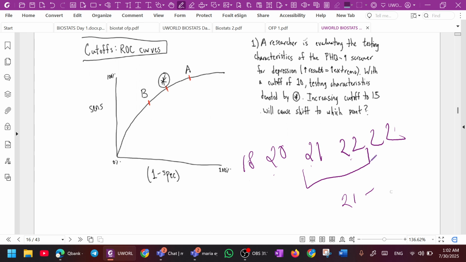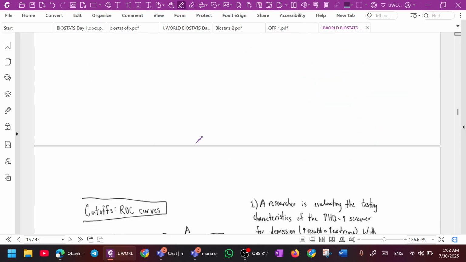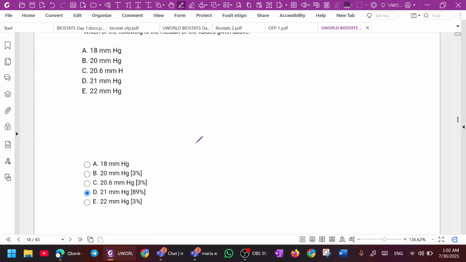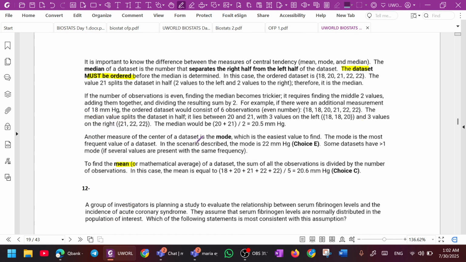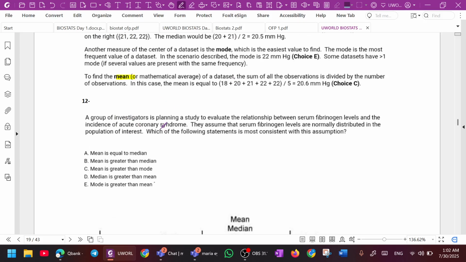Okay, so which one is the median? What answer do you want? 21. You're right, it's 21. It takes so long, it is a very easy question. It's okay. Do you want to read the answer, or you got it? I got it. If you want me to read the answer, I can, it's up to you. No, it's fine for me. I don't need to read it. Okay, move ahead. Next.